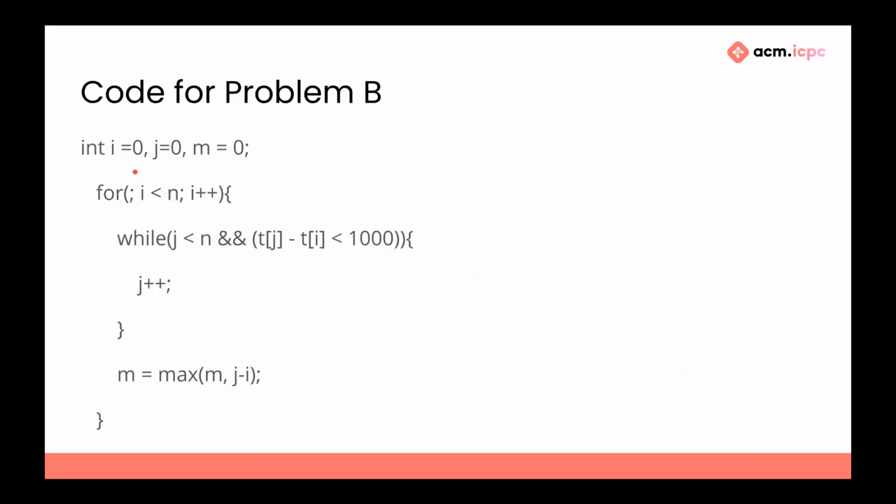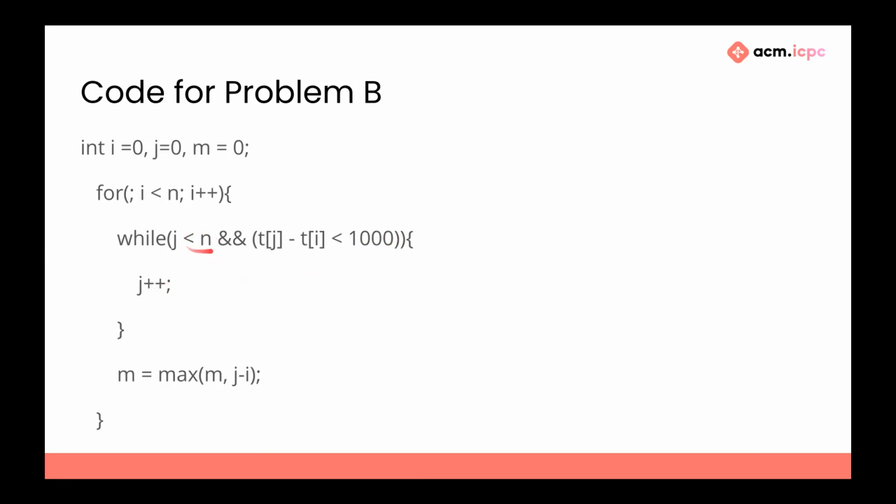So the way to do this is to initialize two variables, i and j, both initialized to 0, which is the starting index. And then what we do is make a loop for i starting at 0, less than n. And i is the starting time that we consider for each second. And then what we do is use a while loop in our for loop, which will increment j. And we continue incrementing j until the end time minus the start time is less than 1,000. So we keep incrementing j while this condition is true.